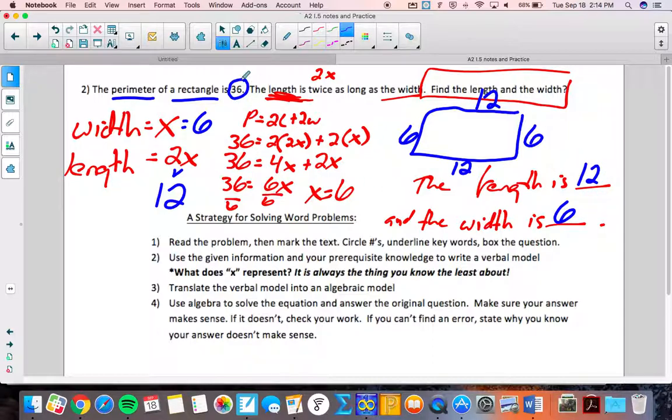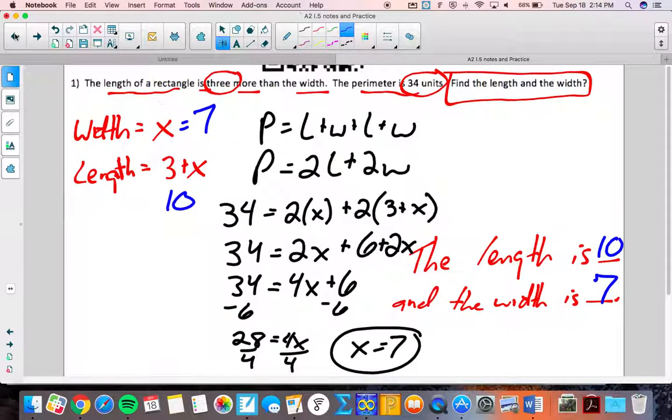What I was going to go back and address is there's no units on this. I don't know if the perimeter is 36 feet, 36 centimeters, but actually there is no label on it. So technically we should just say units versus units squared or something like that. And I don't think the last one had that either. 34 units. So we should have the word units with this. 10 units and 7 units.